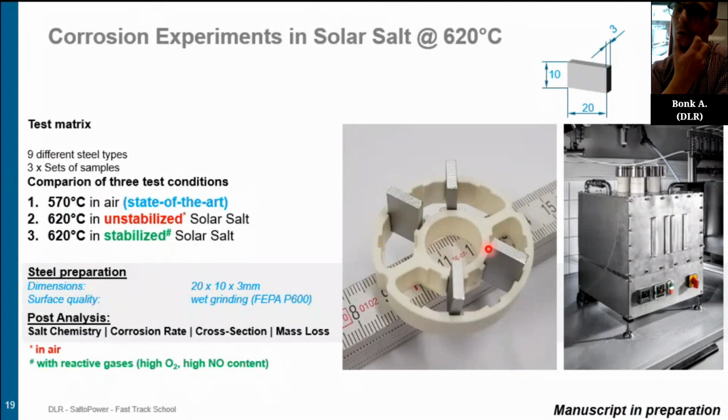To give you an impression how corrosion looks at elevated temperatures, I'm bringing a very short study to give you just a few hints. We will compare how corrosion looks under almost state-of-the-art conditions, so operating at 570 degrees in air, that's state-of-the-art. What will happen if we increase the temperature in the same purge gas and not stabilizing the salt, leading to high degradation? And what will happen if we apply a purge gas that stabilizes the salt in terms of high oxygen and high NOx partial pressures? What difference that makes?